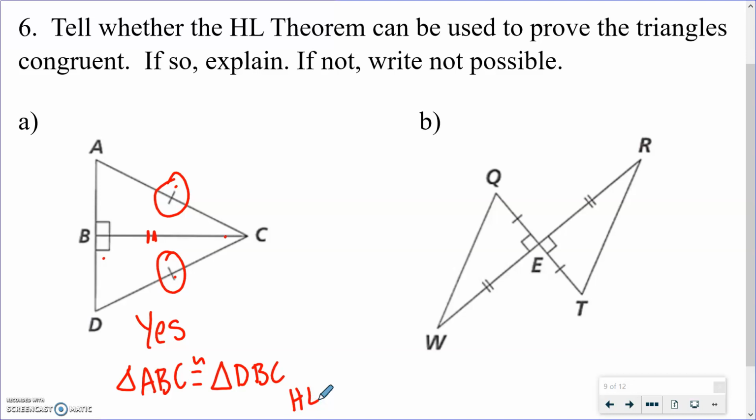This one here, part B, we see we have right angles, and we know some legs are the same because these are the two sides that form the right angle, but we don't know anything about the hypotenuse. So no, we cannot use this. It's not possible, and we can't use the hypotenuse leg theorem because we don't know the hypotenuse.